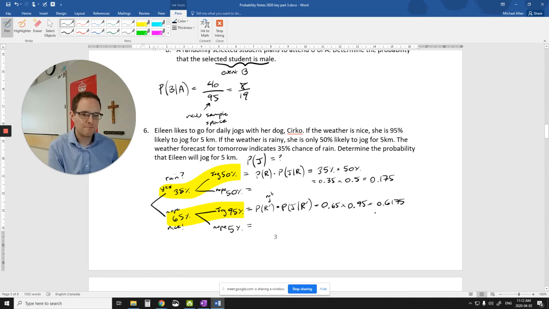0.6175. Okay? Because those are all the times she goes for a jog, I'm going to add those together, and I'm going to get 0.7925. And I'll just change it back into a percentage here. It doesn't specify how many decimals to go, so I'll just say 1 decimal place there. So there's a 79.3% chance she will go for a jog, 5K jog.